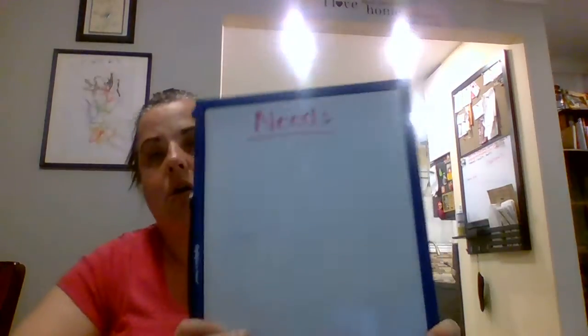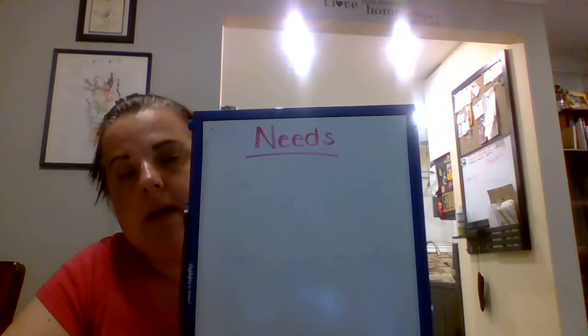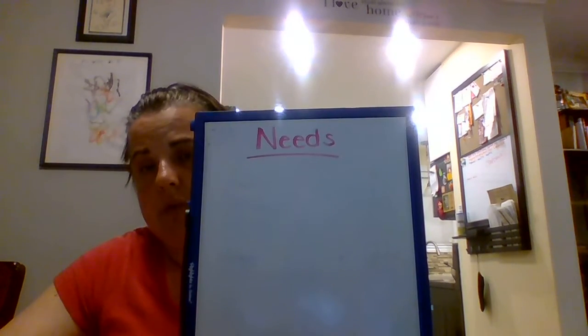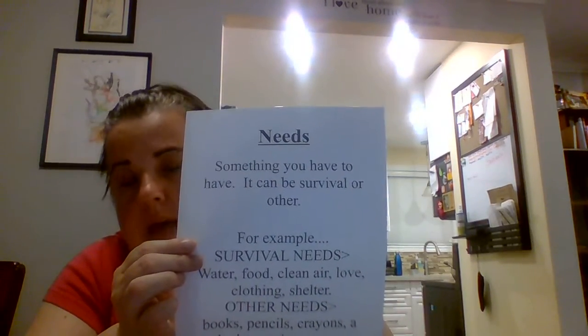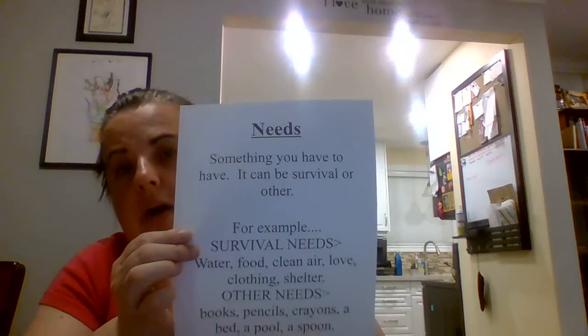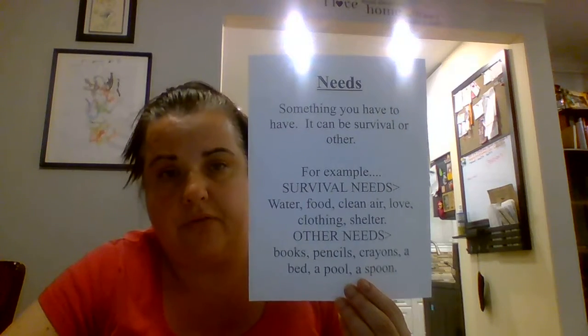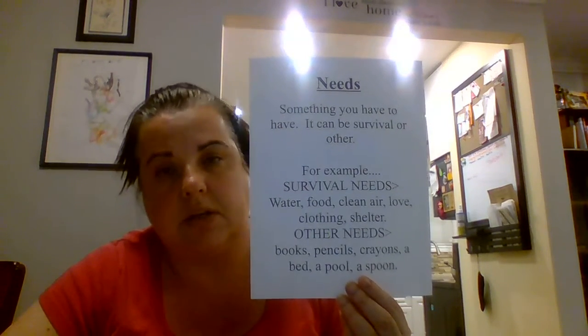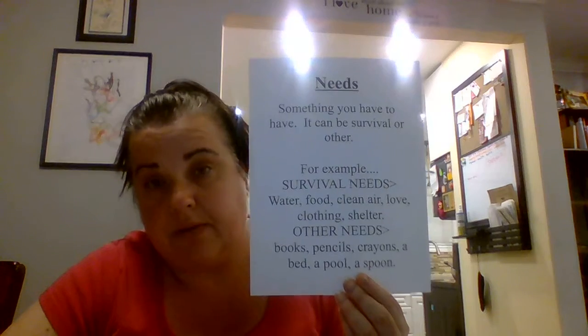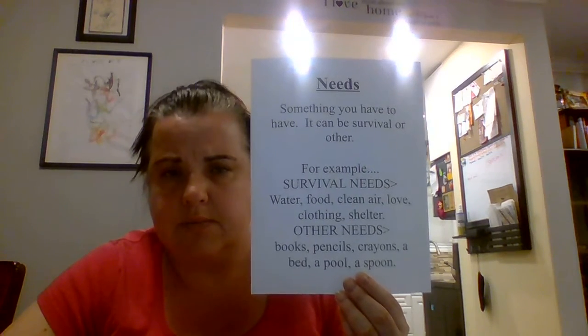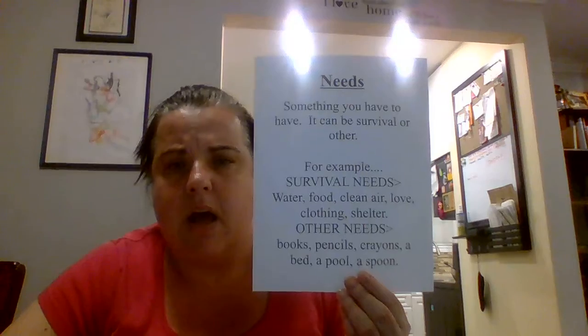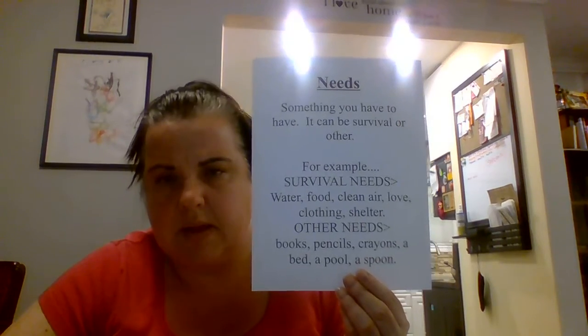So today we're going to be working on something new called needs. Okay, needs by definition is something that you have to have. Okay, it can be survival or other. So for example, a survival need are things like water, food, clean air, love, clothing, and shelter. Things that we have to have in order to live. But there are other needs, like books, pencils, crayons, a bed, a pool, a spoon, things like that. So I want to talk about that today.